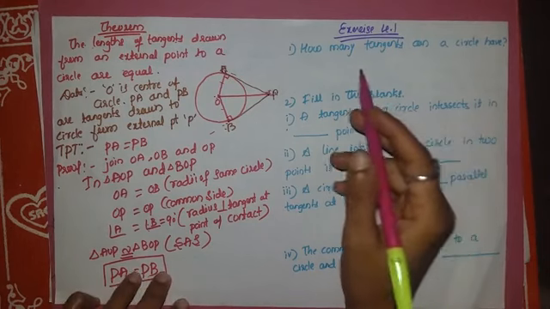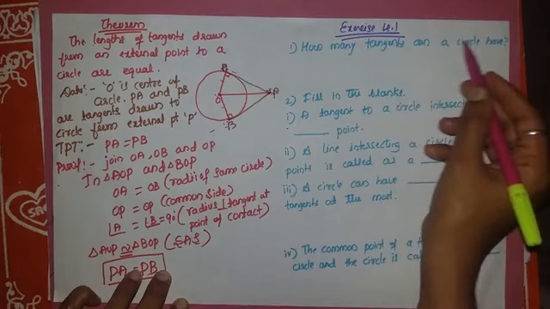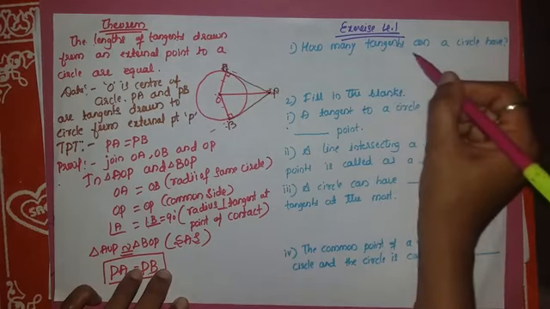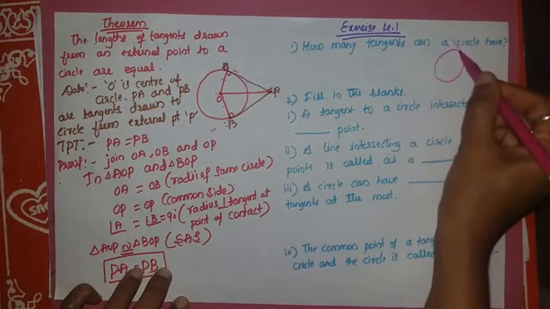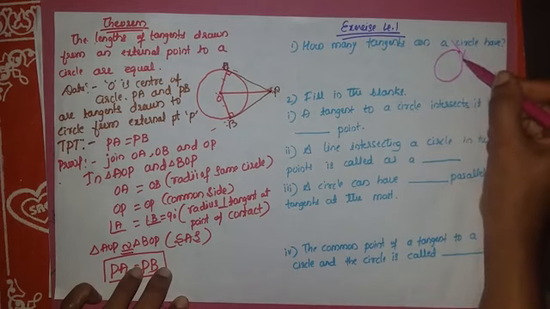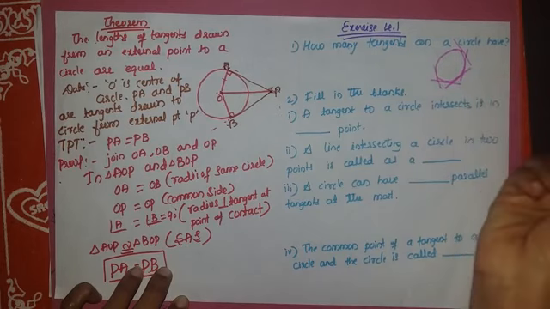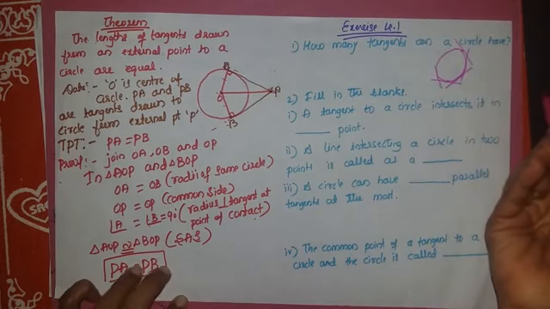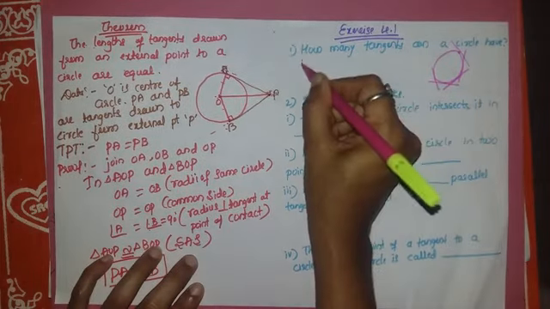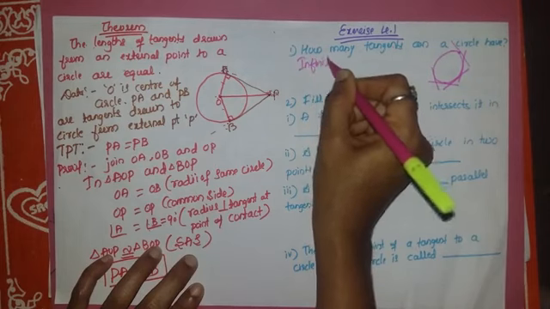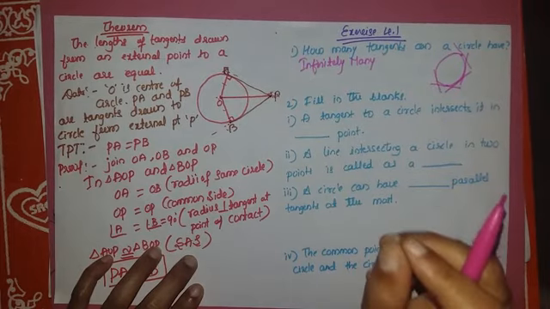So first exercise of circle, first question: how many tangents can a circle have? If you consider this is a circle, how many tangents can you draw? I will draw a tangent here which touches a point here. I will draw one more tangent here, and from this point also. Here we can draw many tangents to a circle. These are uncountable, that's why I write infinitely many. Infinitely many tangents can be drawn to a circle.